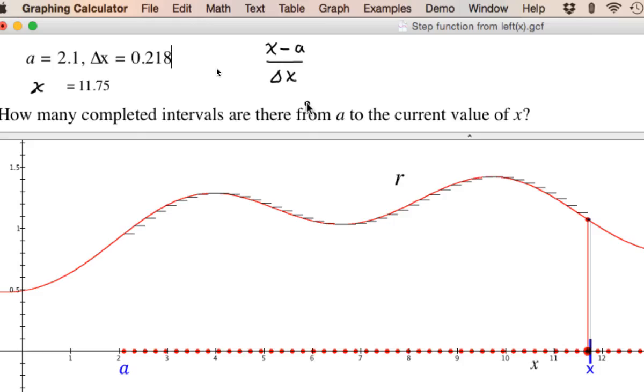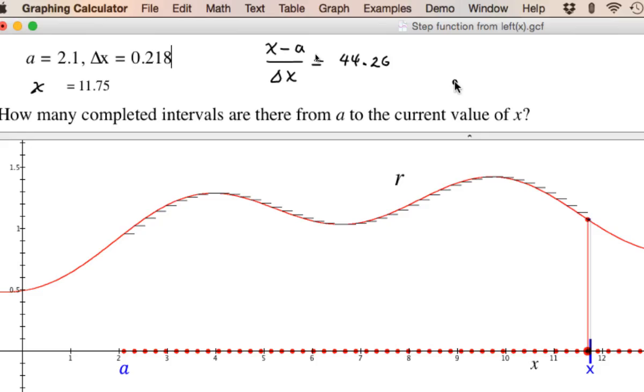Okay, so it's the total change in x, right? The total, right? Good. How many chunks of delta x fit into this whole length, x minus a? Okay. And when you did that, what'd you get? 26, okay? All right. And so the number of completed intervals is 44, right?